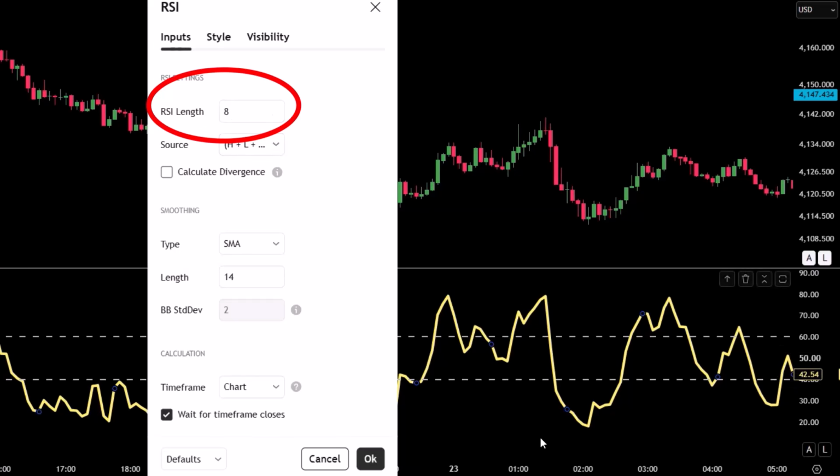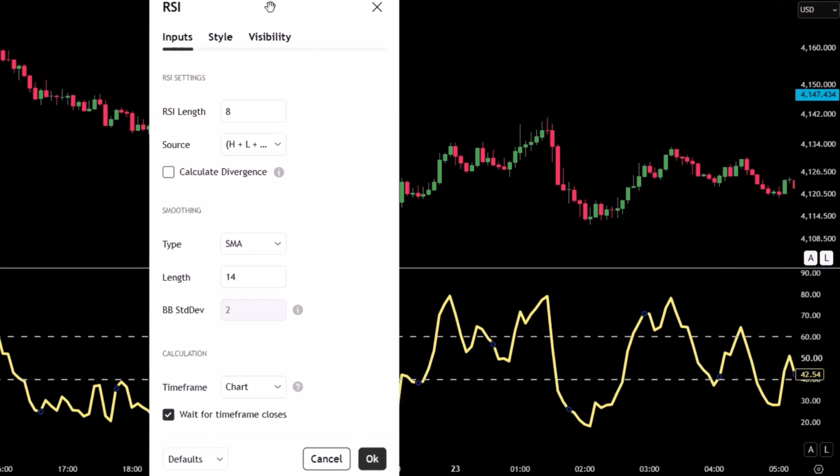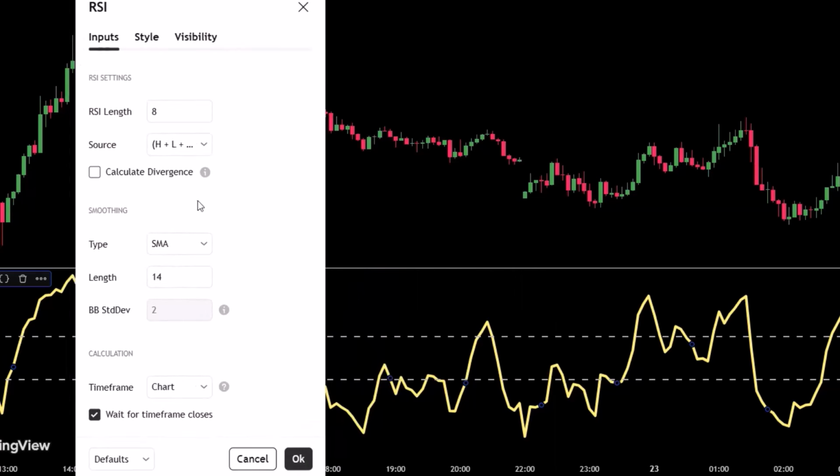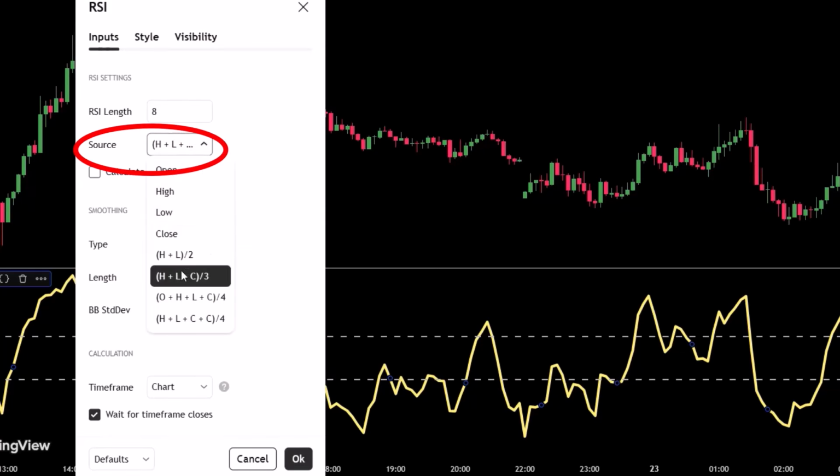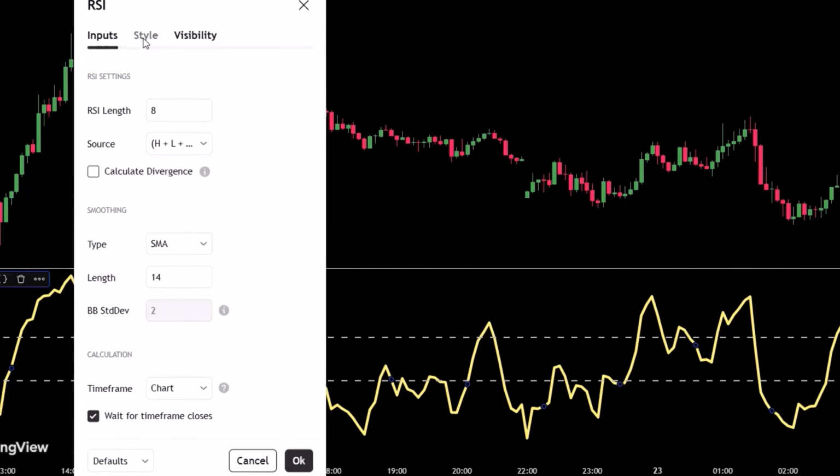Why 8? Because it provides a good balance between speed and accuracy. It reacts faster than RSI 14, but it's not as noisy as very short settings like RSI 2 or RSI 3, which can create too many false signals. The second adjustment is the RSI source. Instead of using only the closing price, we use HLC3, which calculates the average of the high, low, and close prices. This helps create a smoother RSI movement and reduces some unnecessary noise, especially on lower time frames like the 1-minute chart.